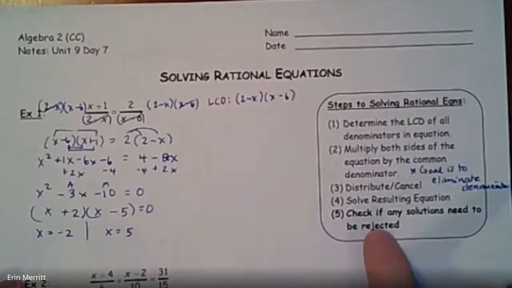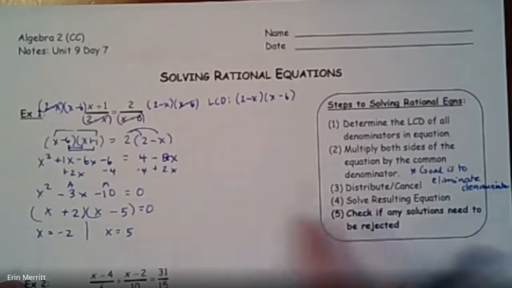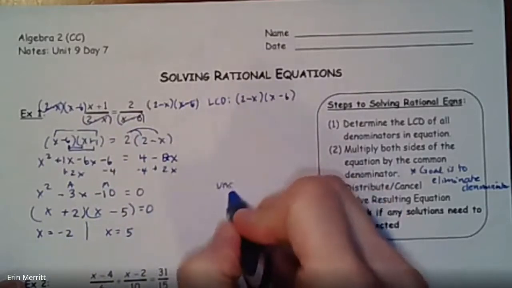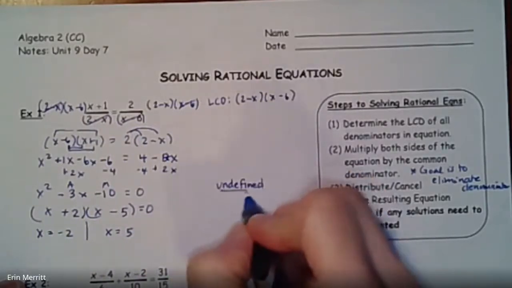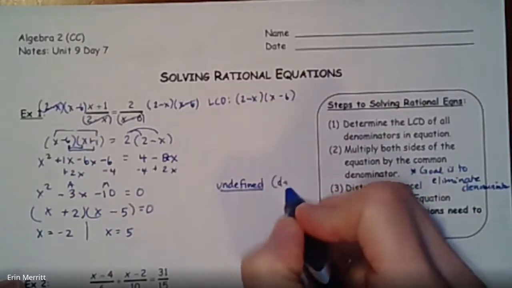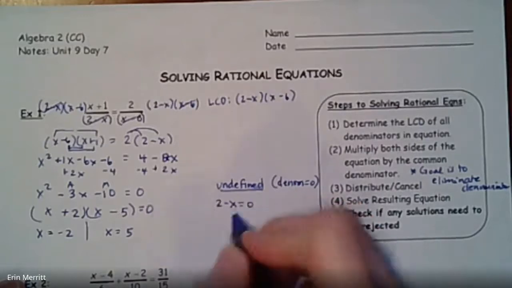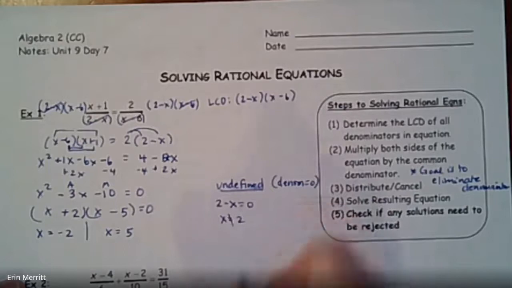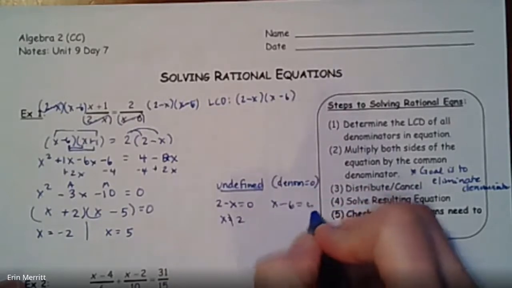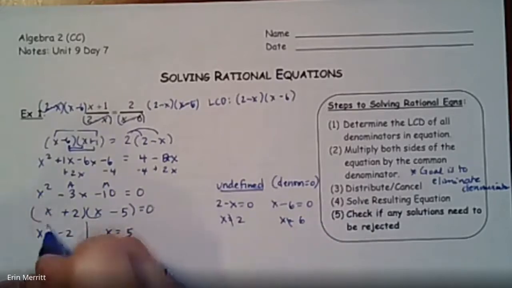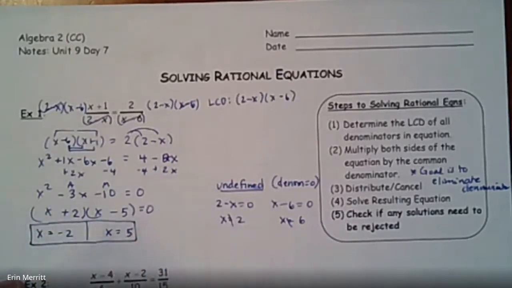So before I box these in, it says check to see if any solutions need to be rejected. The reason for this is you can't keep any values here that would make the original expression undefined. So off to the side, I want you to think, where would it be undefined? Well, anywhere that the denominators would be equal to 0. So set the first denominator equal to 0. That would be at x equals 2. All right, so I can't have that value. And then x minus 6, if that equaled 0, that would mess up our answers here. So as long as these aren't 2 and 6, we're good to go. And they're not. So this is our answer, and we're done.